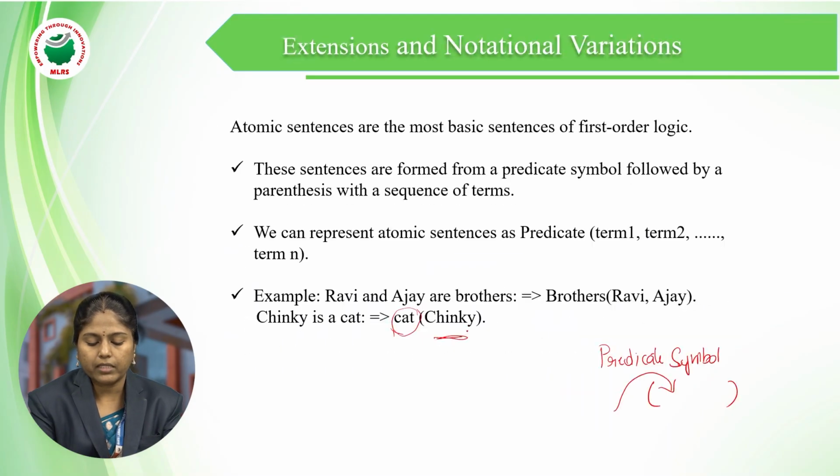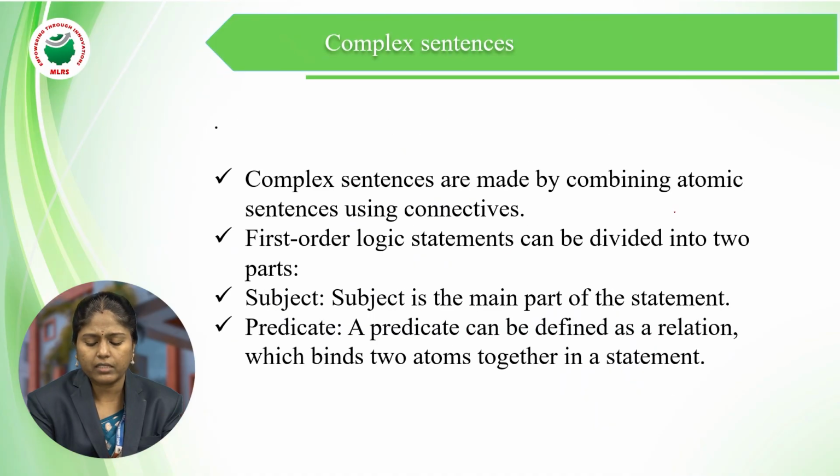And the next one is complex sentences. Complex sentences are made by combining atomic sentences using connectives. Again, in the complex sentences, this first order logic is divided into two parts. First one is subject and the next one is predicate. Subject is the main part of the statement, whereas the predicate is the relation between two atoms or together. Suppose we take any two objects or any two atoms, the relationship between them is the predicate.